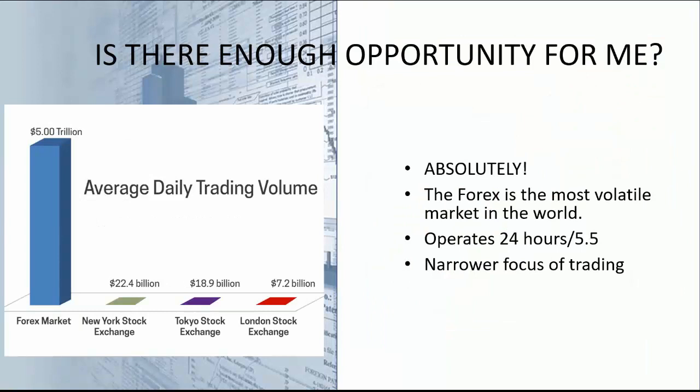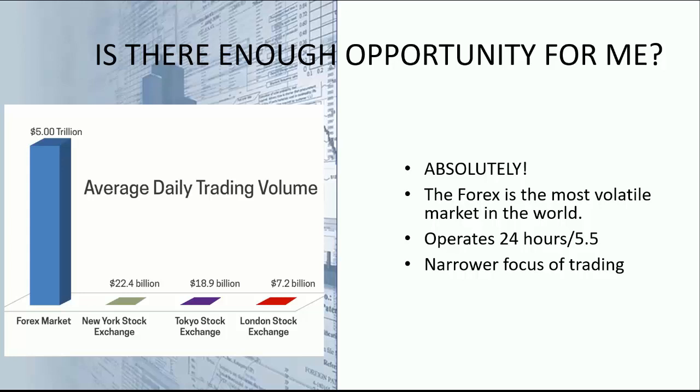Now, as far as how about me? Can I also take a part of this? Well, absolutely. Whenever you think about trading, whenever you think about exchange, a lot of traders or traders to be think of the stock market. They think of options. They think of commodities, and they think of new things on the market like Bitcoin. Well, Bitcoin, guess what? Is just another currency. It's a cryptocurrency, but a currency nonetheless.